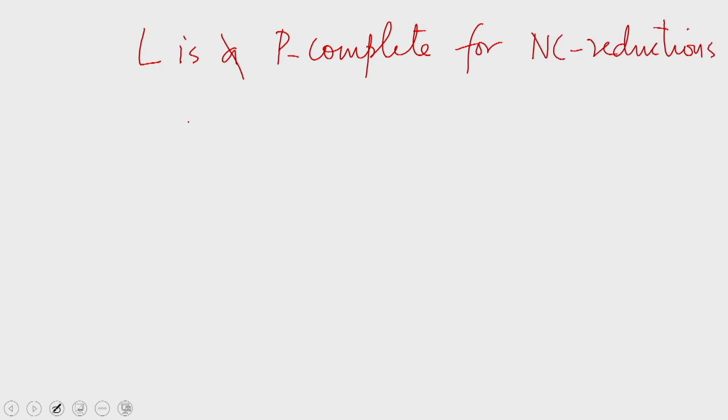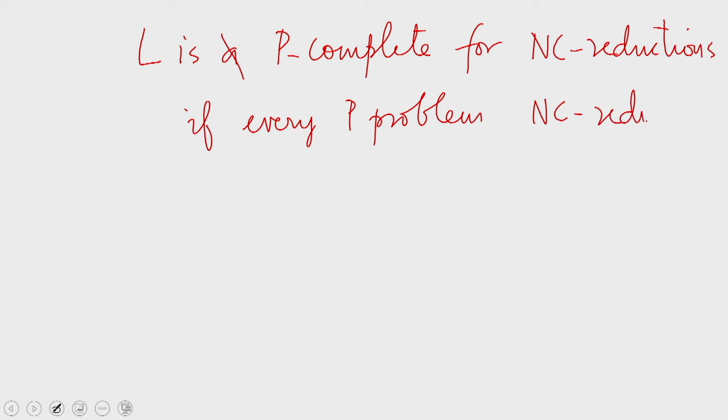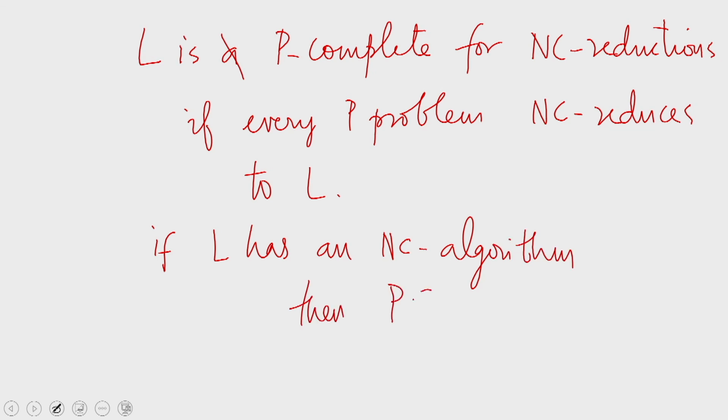Now we say that L is P complete for NC reductions if every P problem NC reduces to L. If L has an NC algorithm, that is, if L belongs to NC, then P is a subset of NC. That is because every P problem NC reduces to L, and if L had an NC algorithm, then every problem in P would have an NC algorithm. So to prove that every problem in P is parallelizable, all we have to do is to crack one of the P complete problems in NC. Once we do that, every P problem has a parallel solution.